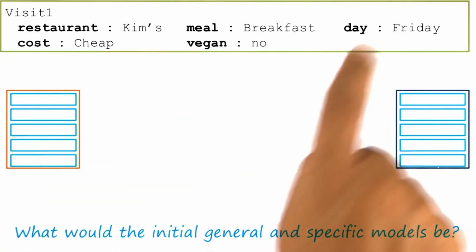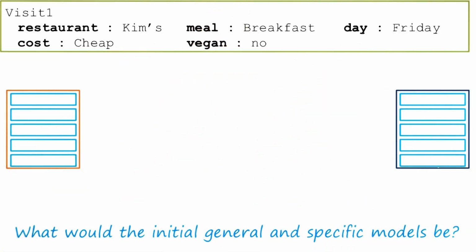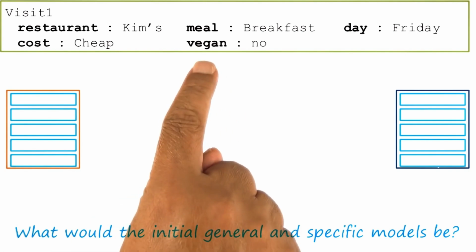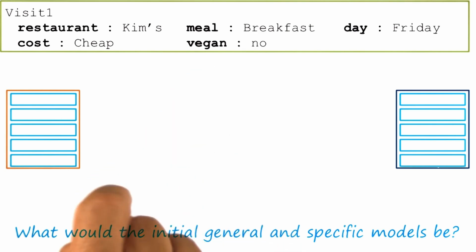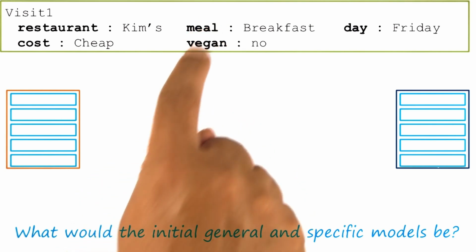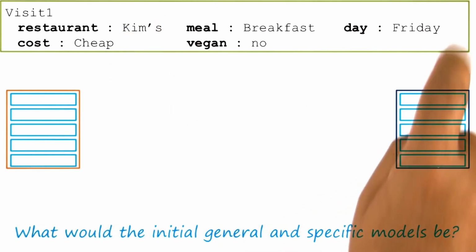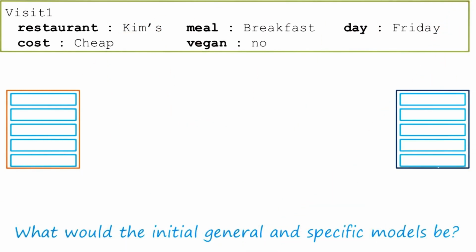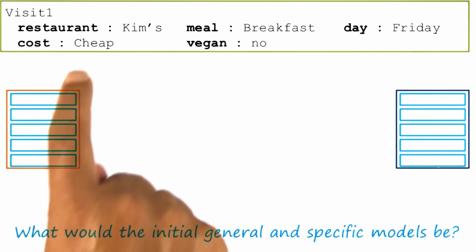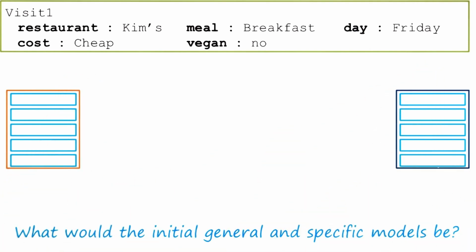Let us do some exercises together. This exercise is quite similar to the exercise we had done previously, except that we have added one more feature, vegan. Either the meal can be vegan or the meal is not vegan. Suppose this is the first example that comes along, and this is the positive example as indicated by the green outline. Write down the most specific and the most general models.